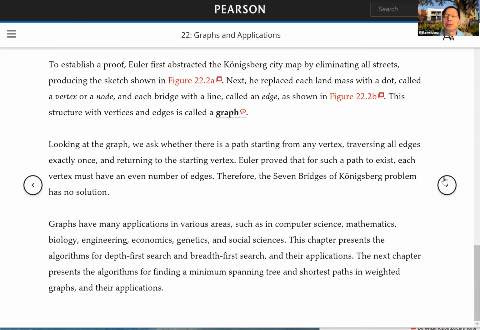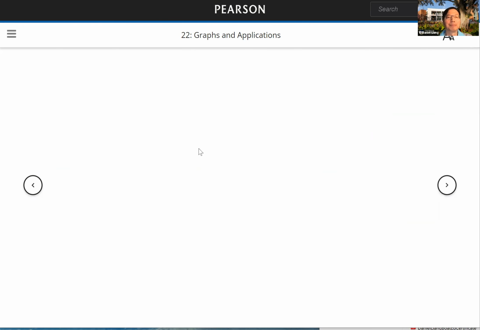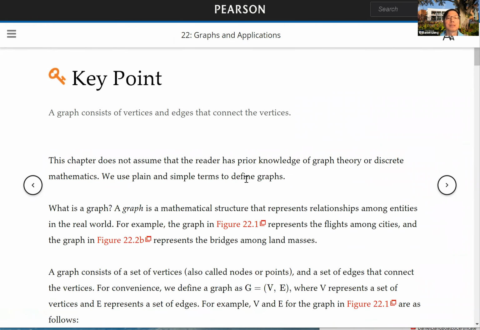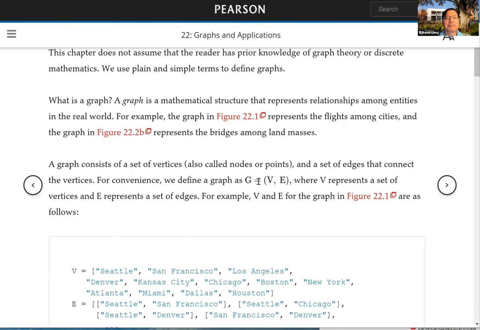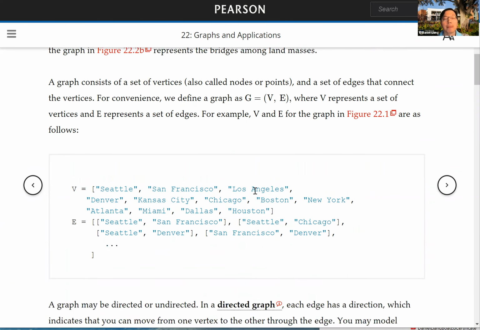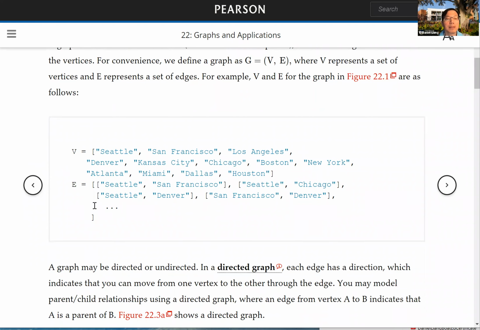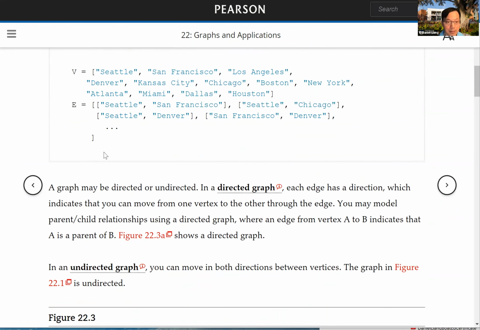Now, let's look at the basic graph terminologies. These are really simple terminologies. Mathematically, a graph is a structure consisting of a set of vertices and a set of edges. So V represents a set of vertices and E represents a set of edges. So here is a graph, and this is the V, and here is the E.